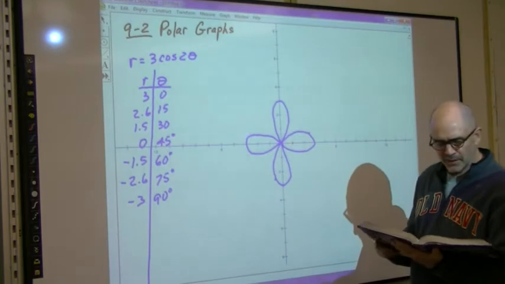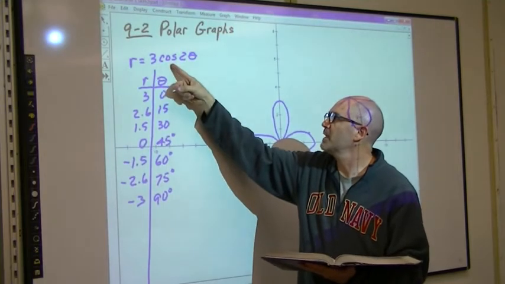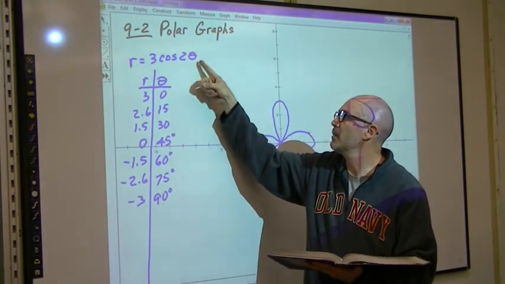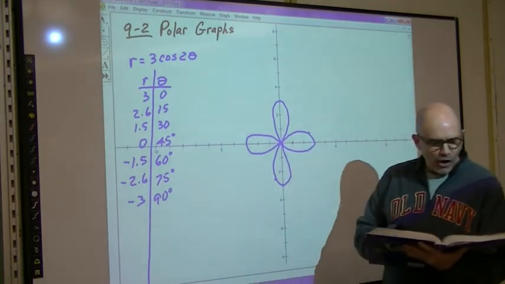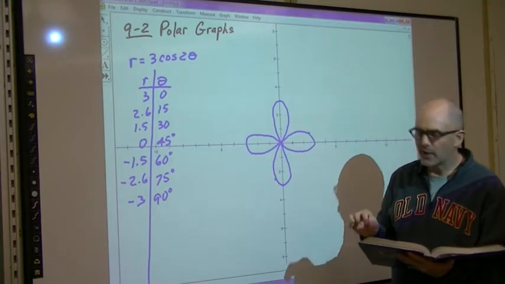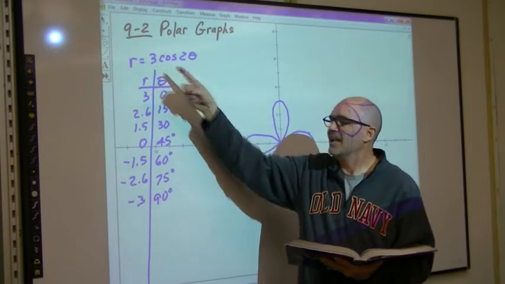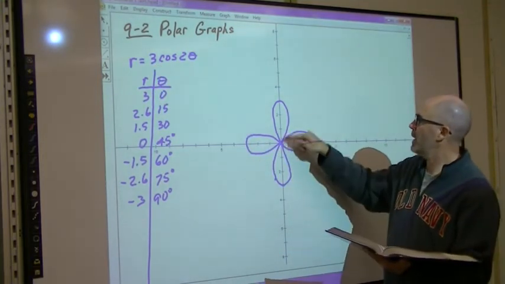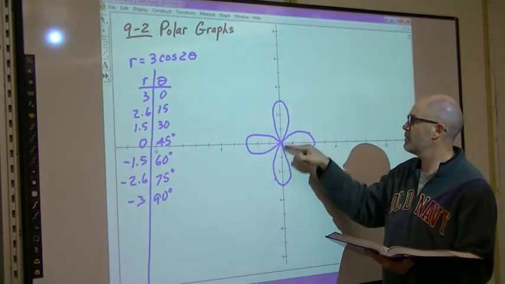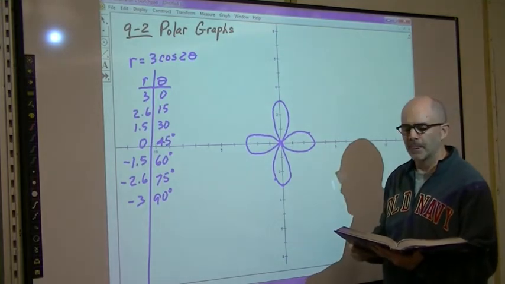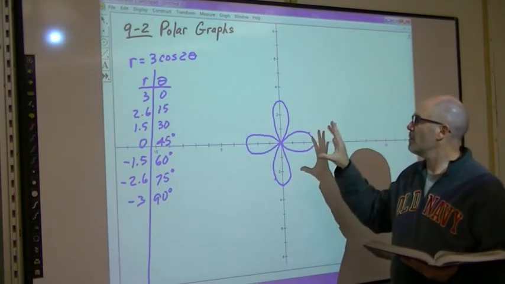Now, what makes a rose? It's going to be r equals some number times either sine or cosine of some number times theta. Now, in r equals a cosine n theta or r equals a sine n theta, the a is the radius of my flower. So the distance from center to each tip of each petal is going to be 3. Now what's the 2 mean? The 2 is the number of petals.